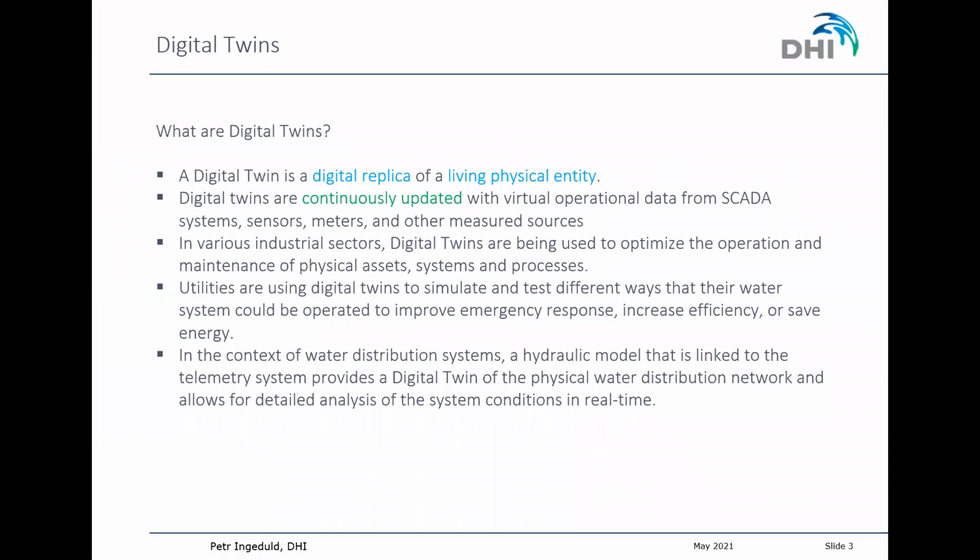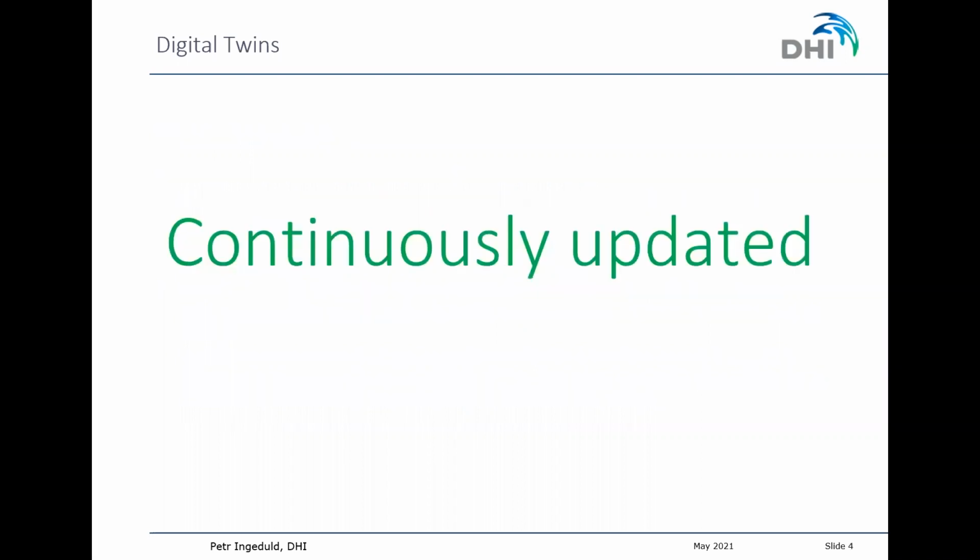There was a brief description of digital twins provided by Hunza, so I don't need to repeat these general characteristics. But I'd like to highlight one important aspect, and that is that digital twins, in order to be operational, need to be continuously updated based on SCADA, based on telemetry, based on other data sources. So that is the main difference between a standard classical model and a model used in a digital twin system.